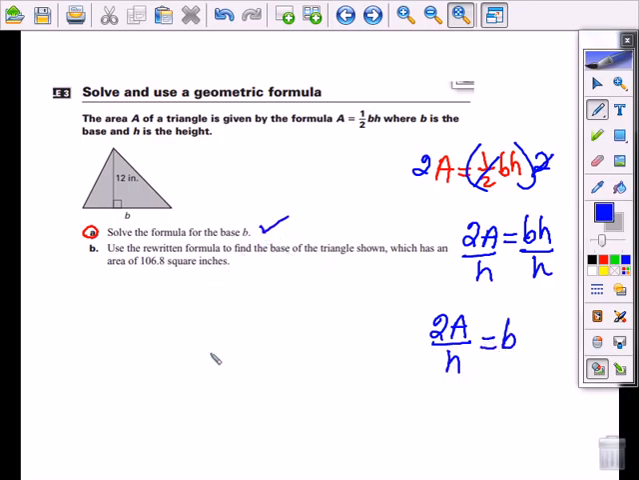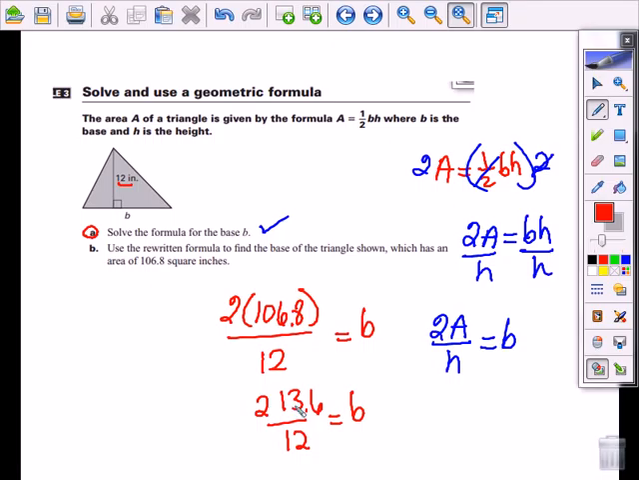So there's part 1. Part 2, they want us to use this new formula, the way that it's been rewritten, and find the base if the area is 106 and 8/10 square inches. And we know the height is 12 inches. So I have 2 times 106.8 divided by 12, and that's going to give me the base. Now all I have to do is work it out. So I end up with 213 and 6/10 divided by 12 equals the base. And when I divide that by 12, I get that the base is 17 and 8/10 inches.